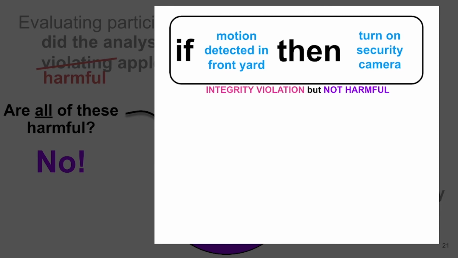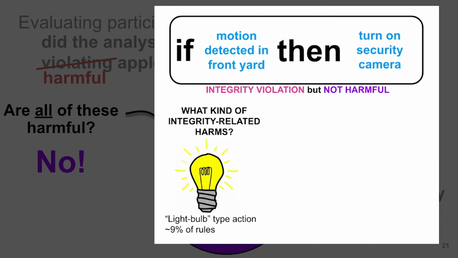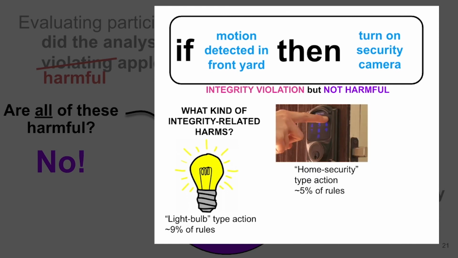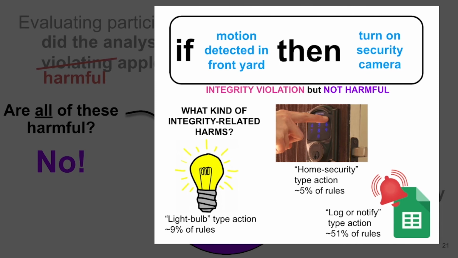There are also different impacts that an integrity violation might have depending on what the action is. Intuitively, it seems quite clear that the types of harm that could come from an adversary maliciously controlling a light bulb through a rule would be quite different than the types of harm that could come if an adversary could control my smart door lock or other home security devices. And these are also quite different from the types of harm that could come if an adversary can send me notifications or update a spreadsheet that I use with my rules.